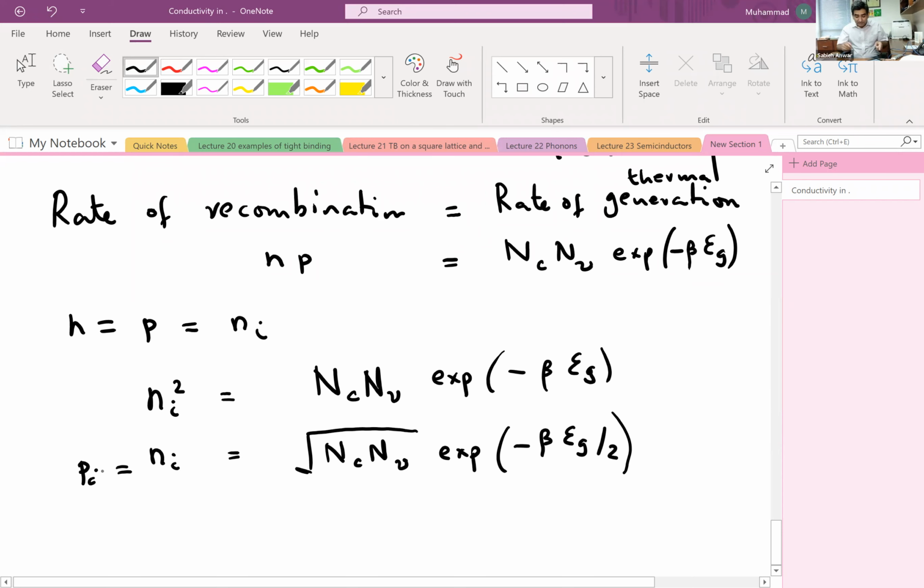By the way, the law of mass action holds in an equilibrium situation, which means that there is no mechanism for deviation from equilibrium, such as external light illumination. The object is not connected to a battery, so that there is no potential difference, and so on.